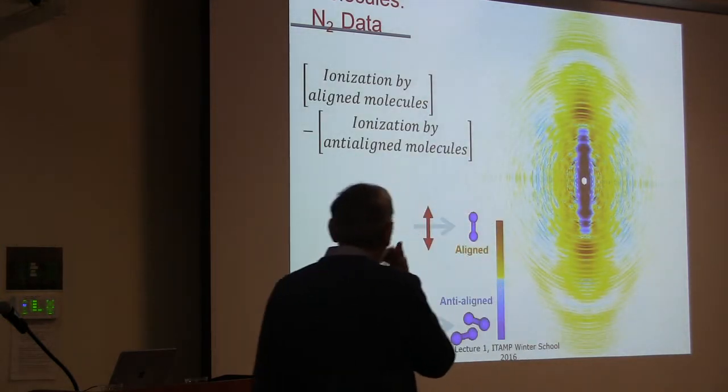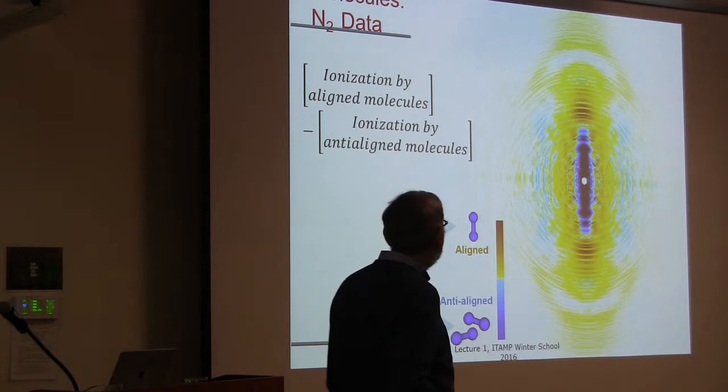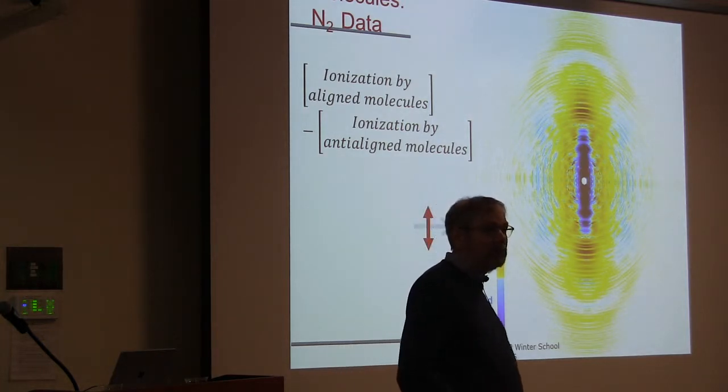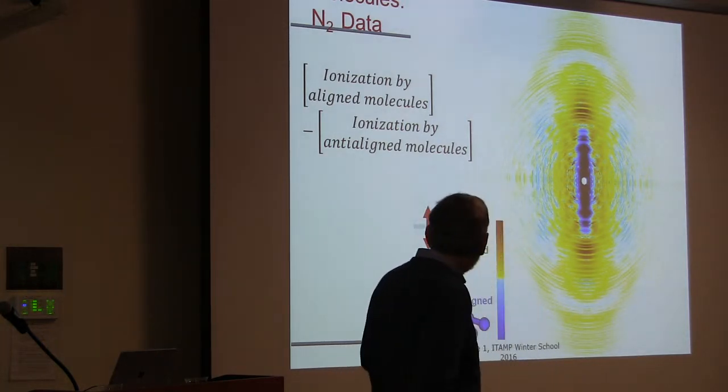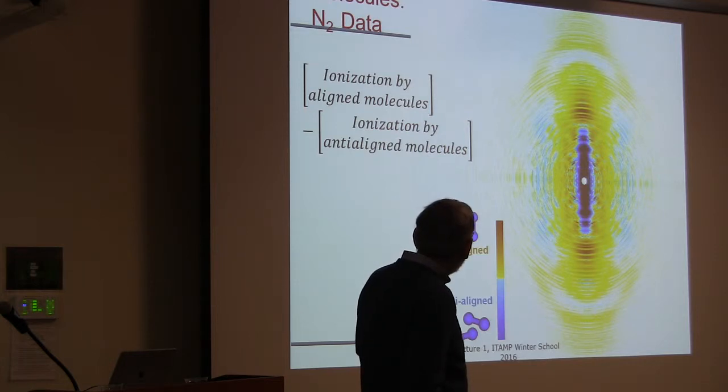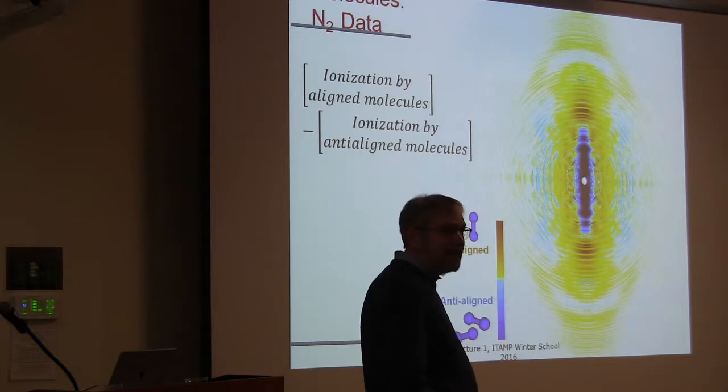Now, we've been playing around with this. One of the cool things is that we can align nitrogen molecules. We know how to do this, everybody else does too. Well, those scattering rings are much more prominent when the molecules align with the polarization known as anti-aligned. That's an interesting fact.